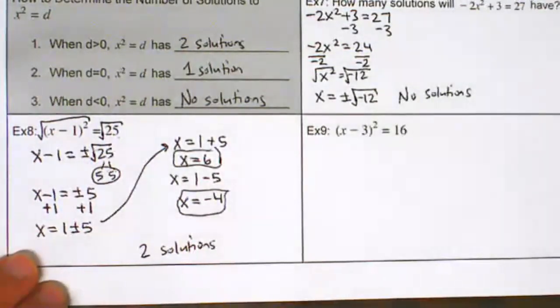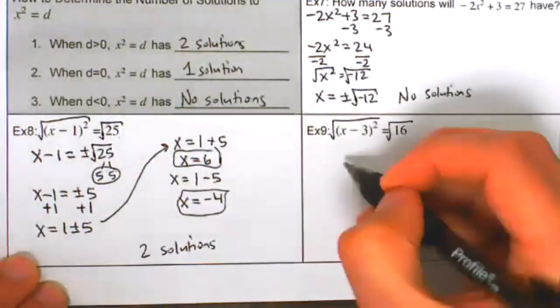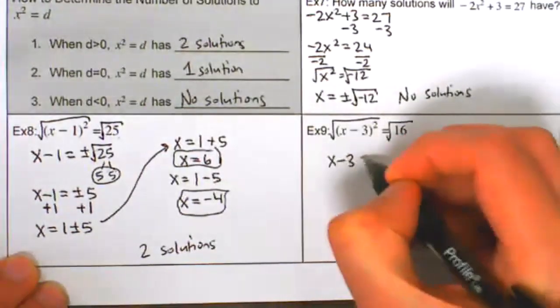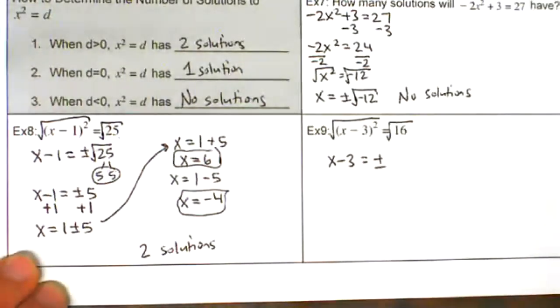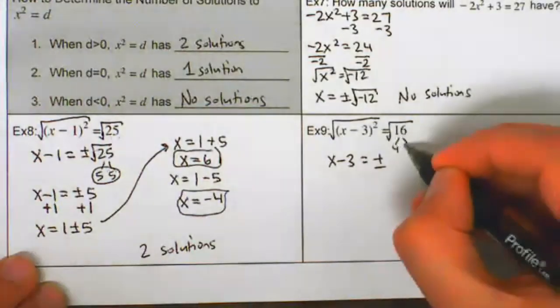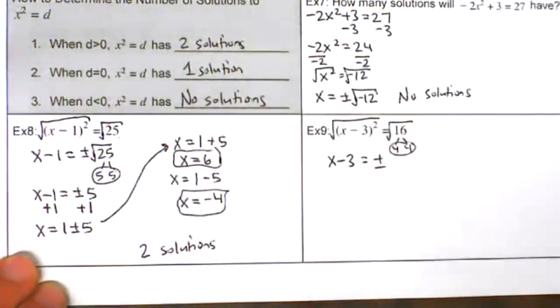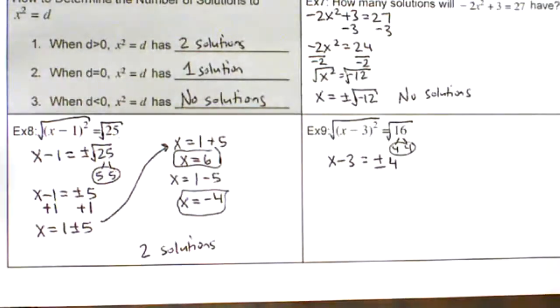If we look at number 9, it's exactly the same song and dance. We begin by taking the square root of both sides. That leaves us x minus 3 on the left side. On the right side, we have plus or minus the square root of 16. Now, if we think about this for a moment, 16 is 4 times 4. We can pull the 4 out. So the square root of 16 is simply 4. So we have x minus 3 equals plus or minus 4.